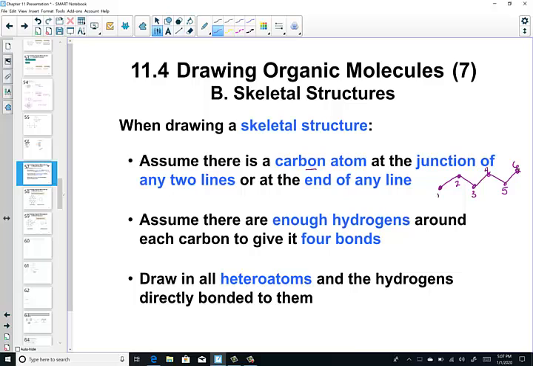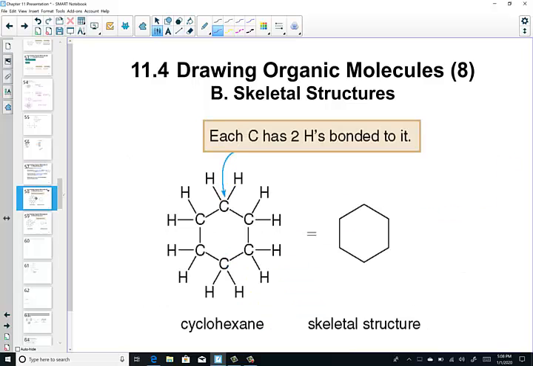We assume that there are enough hydrogens to complete every carbon's requirement of having 4 bonds. And we do need to draw in all heteroatoms and the hydrogens that are directly attached to them. So let's suppose I had an OH. I'd have to draw in the oxygen and its hydrogen. And so as I look to practice drawing skeletal structures, they can be straight chain or they can be cyclic.